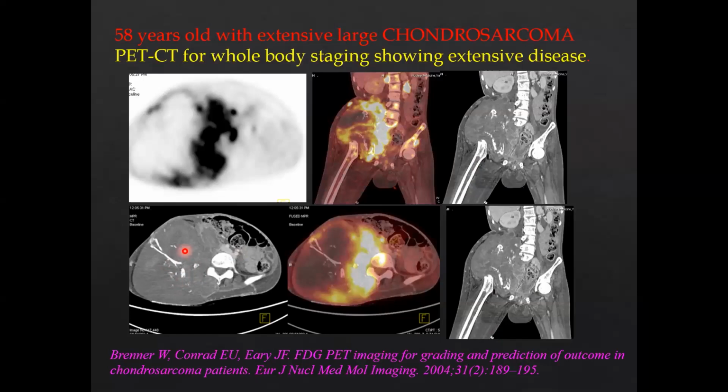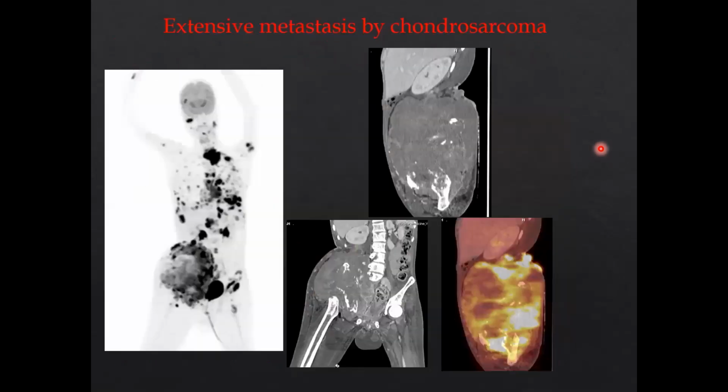Multiple necrotic areas are there, extending to involve the hip joint and the neck of the femur, and there is significant displacement of the structures on the opposite side. So it was consistent with the extensive disease. This was the same case which has extensive skeletal, liver, mediastinal and nodal metastasis along with the primary chondrosarcoma. So it was extensive disease involving the chondrosarcoma.